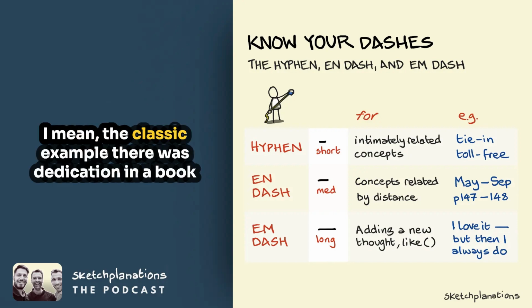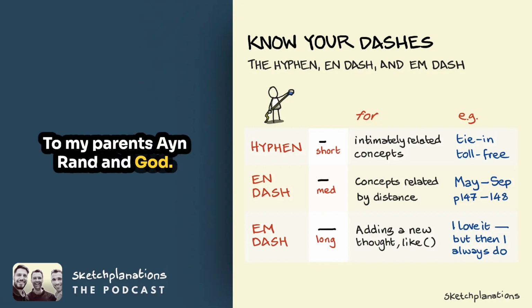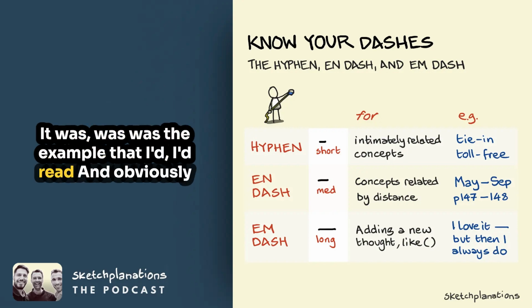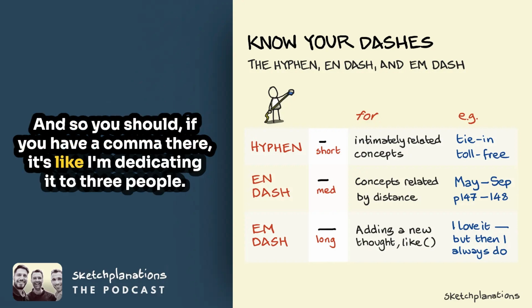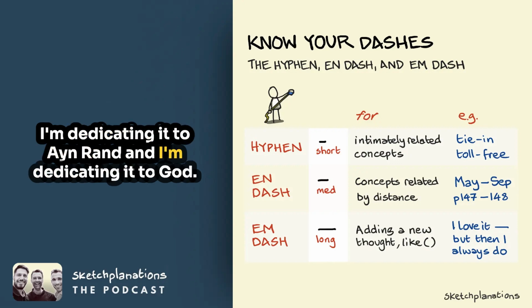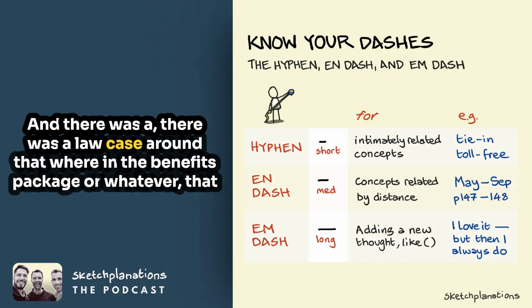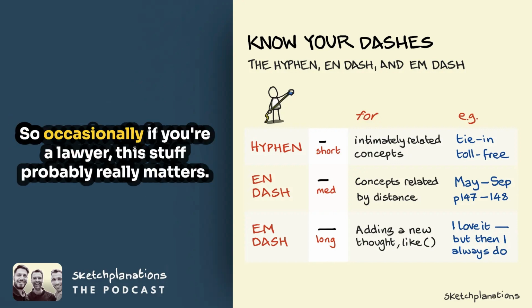I'm not sure. I mean, the classic example there was a dedication in a book: to my parents, Bill Gates and God. Or to my parents, Ayn Rand and God, was the example that I'd read. And obviously your parents are not those people. So if you have a comma there, it's like I'm dedicating it to three people: to my parents, to Ayn Rand, and to God. And there was a law case around that, where in a benefits package they did or didn't have a comma, and they had to do a $5 million overtime payment. So occasionally, if you're a lawyer, this stuff probably really matters.